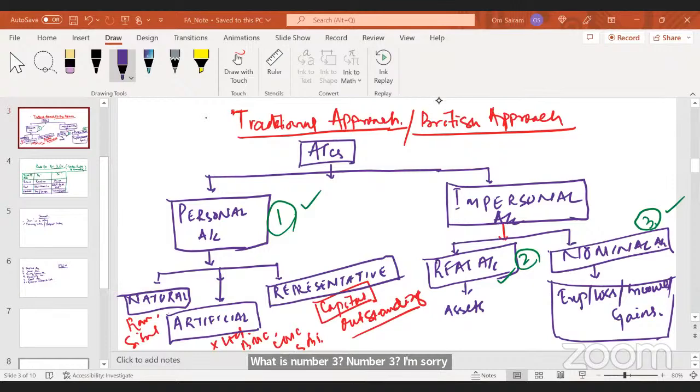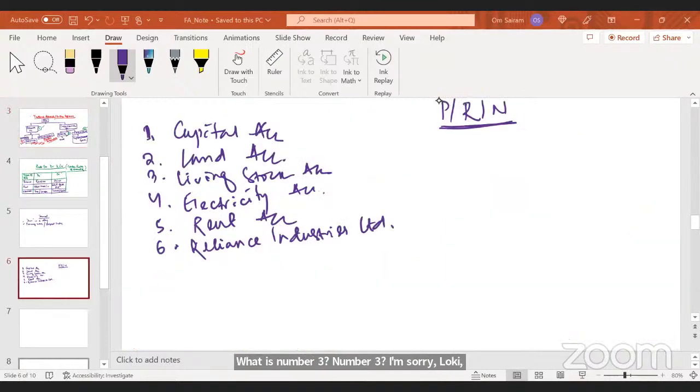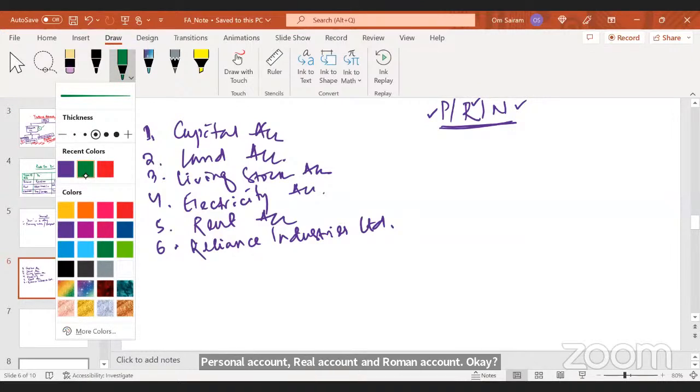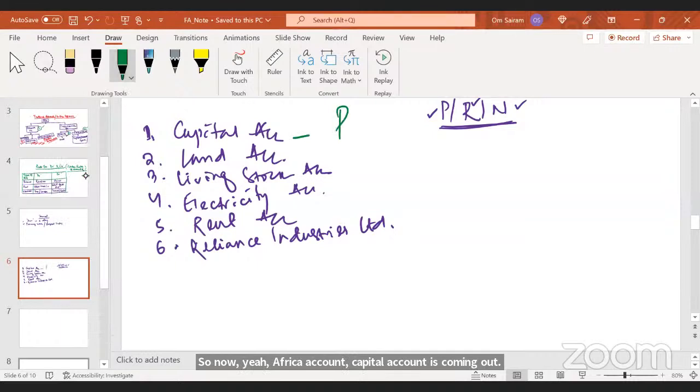Look here. So here 6 accounts I have already taken. As I have already told you, all the accounts can be classified under these 3 categories: personal account, real account, and nominal account. So now capital account is coming under which account? Personal, real, or nominal? It is coming under personal account. Why personal? Because capital account is a representative personal account. It represents the owner of the business. Owner is a natural person. Since it is representing the owner, it is known as representative personal account. So it is coming under personal account.